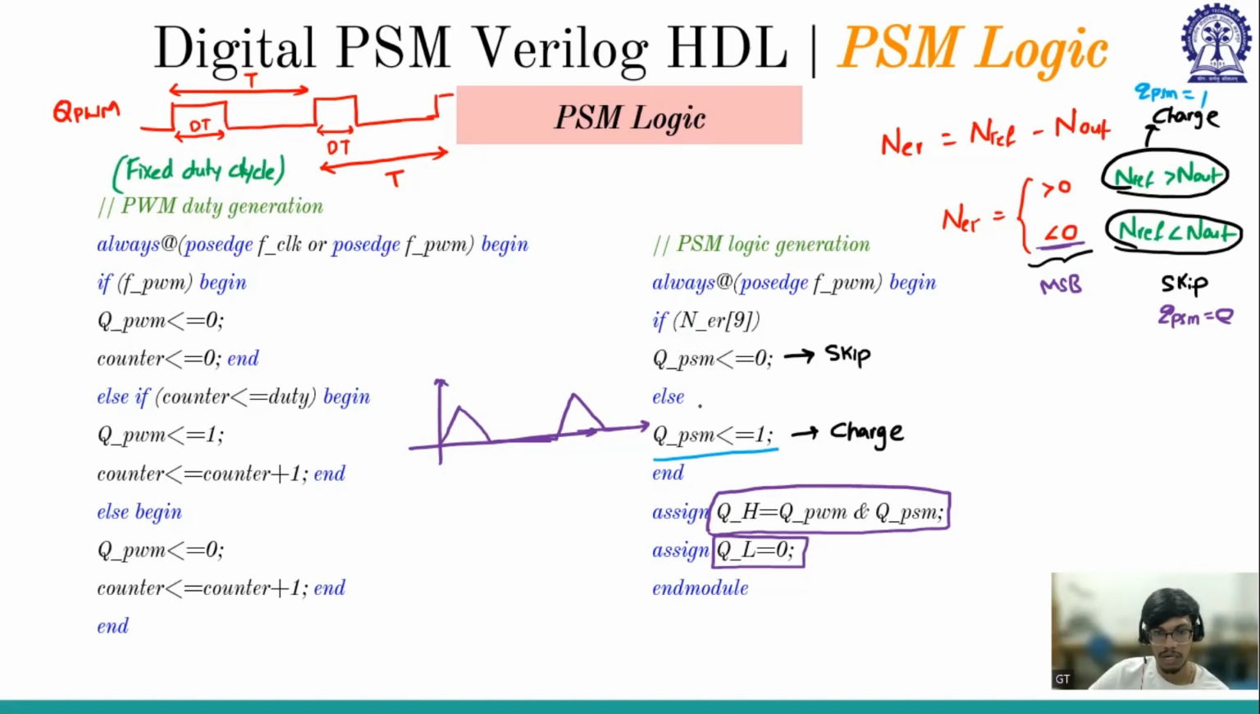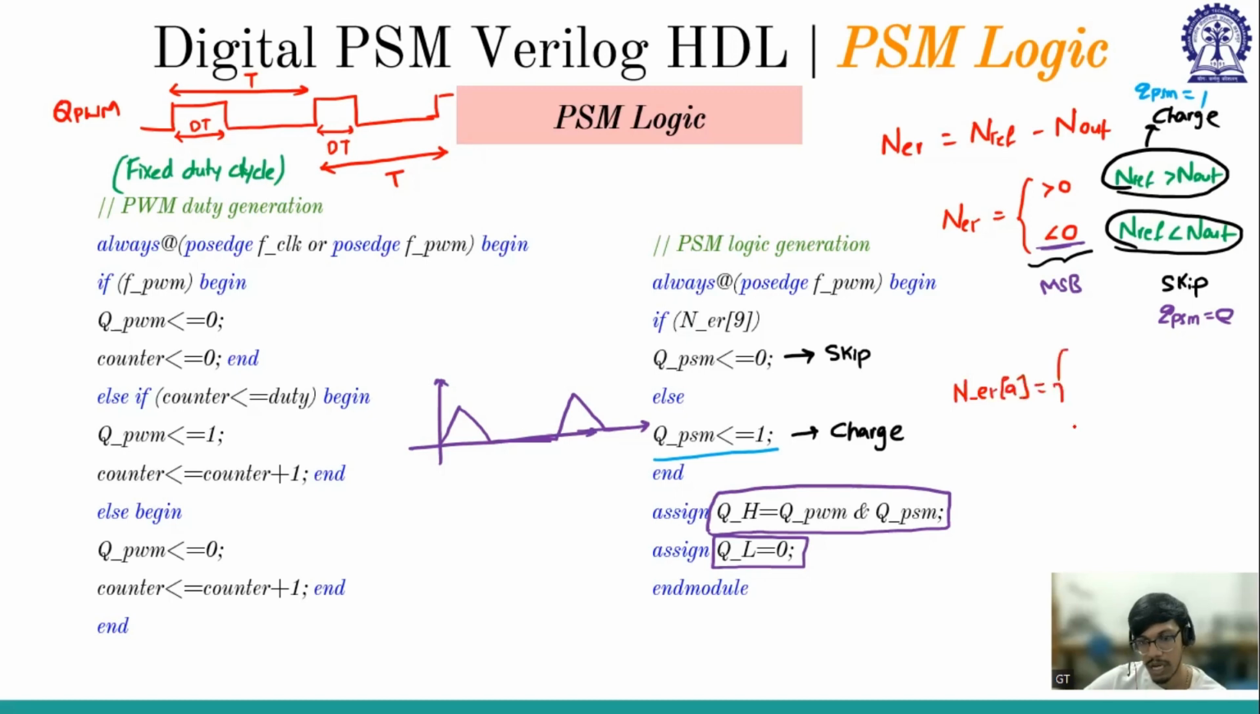Is this code clear to everyone? Hello? Sir, can you hear me? Yeah, continue. Sir, in this case, for the skip, instead of QPSM less than or equal to 0, if you put just equal to 0, it also works. It works, yes. Okay, the code is understood, sir.